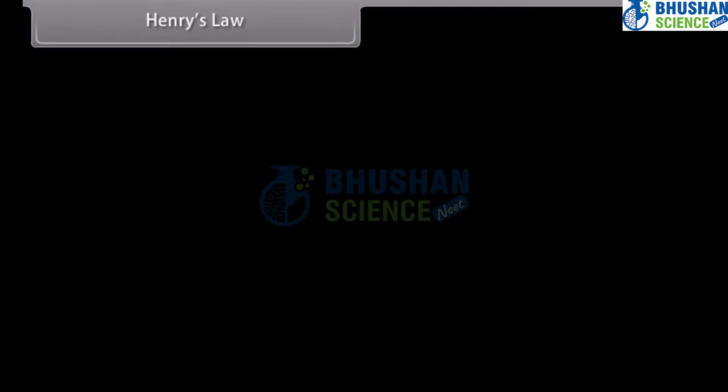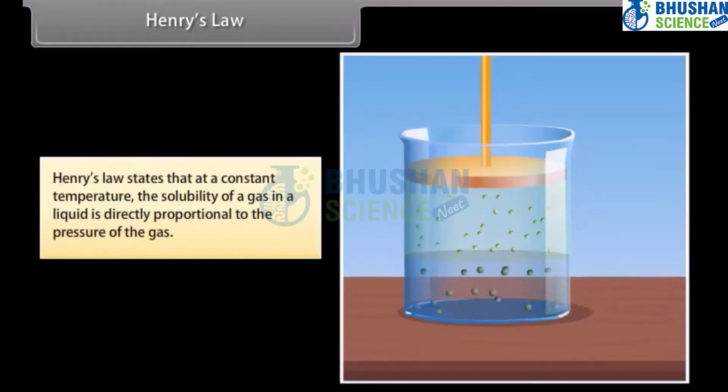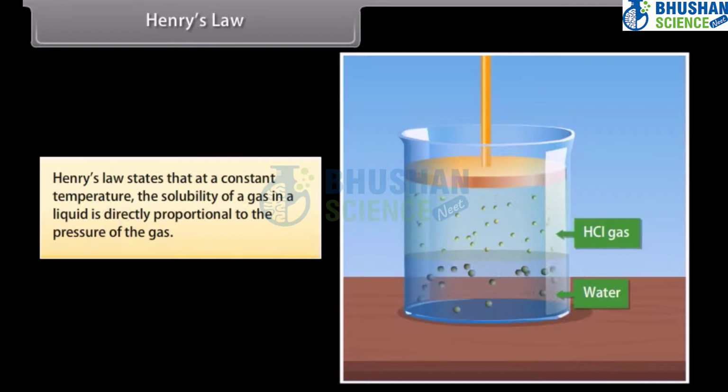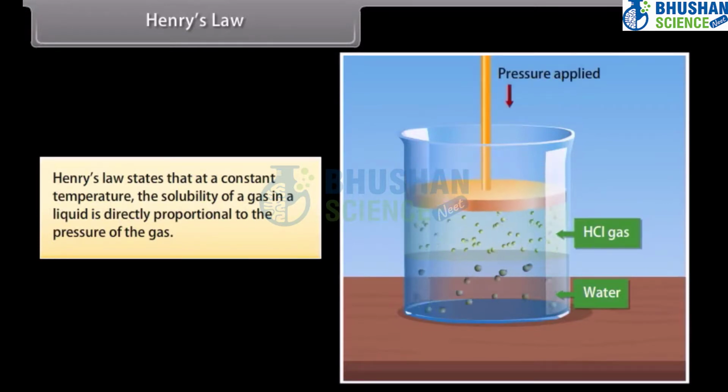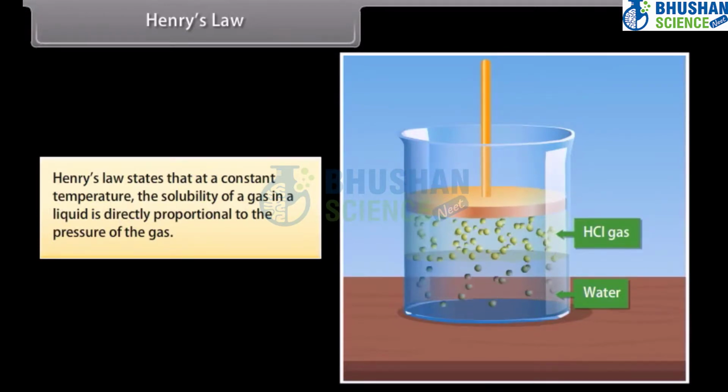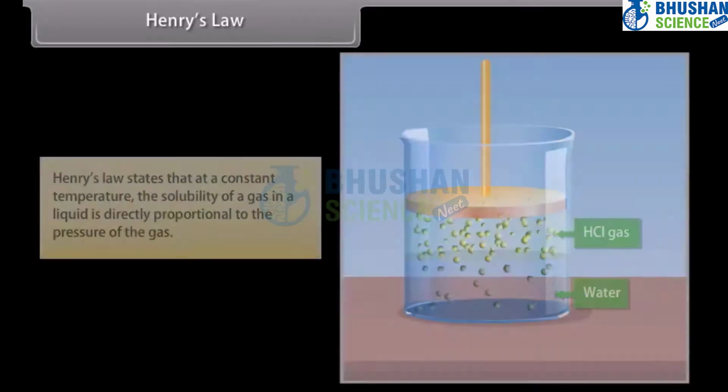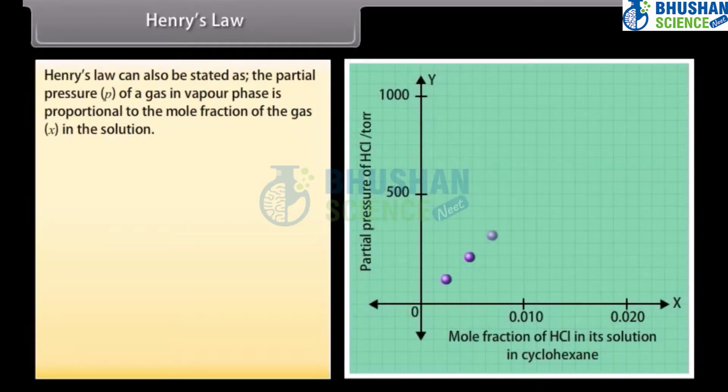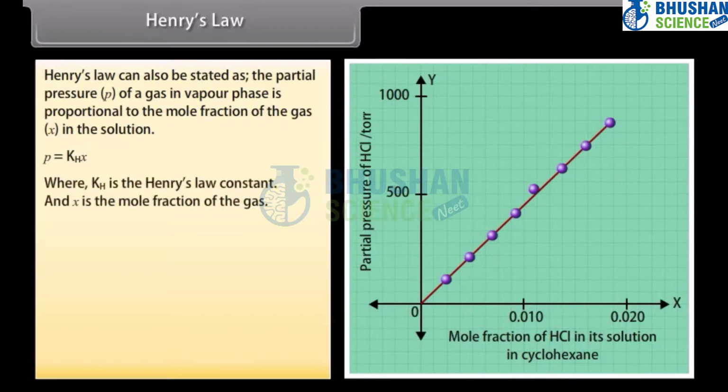Henry's law. Henry's law states that at a constant temperature, the solubility of a gas in a liquid is directly proportional to the pressure of the gas. Henry's law can also be stated as the partial pressure of a gas in vapor phase is proportional to the mole fraction of the gas in the solution. P is equal to kH x, where kH is the Henry's law constant and x is the mole fraction of the gas.